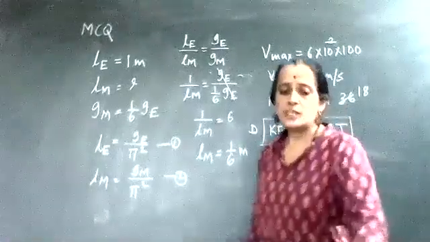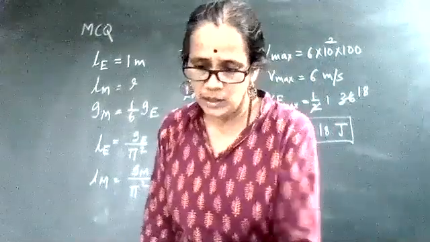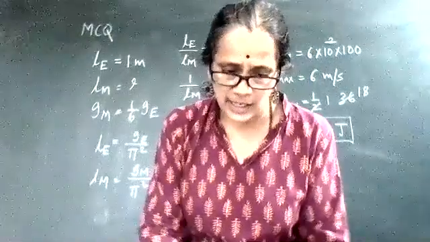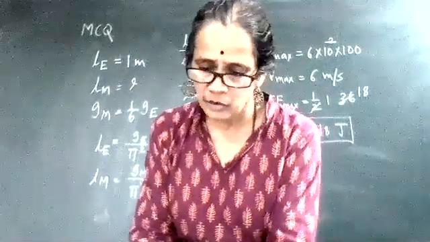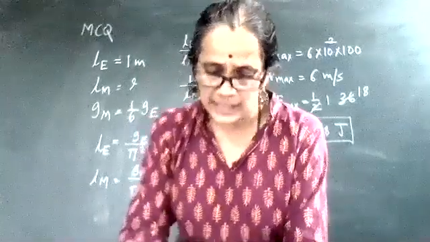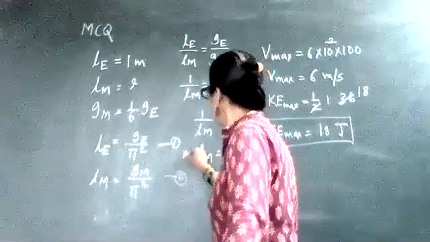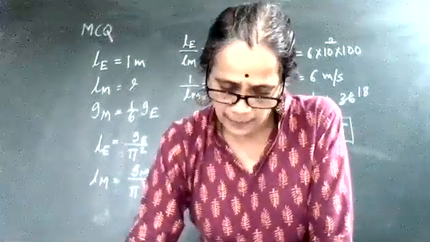Clear? So this is your MCQ answer. The length of the second pendulum on the Moon surface, see here in your MCQ, the option is 1/6 meter. 1/6 meter is option number 8. So for your third MCQ, your answer is A.